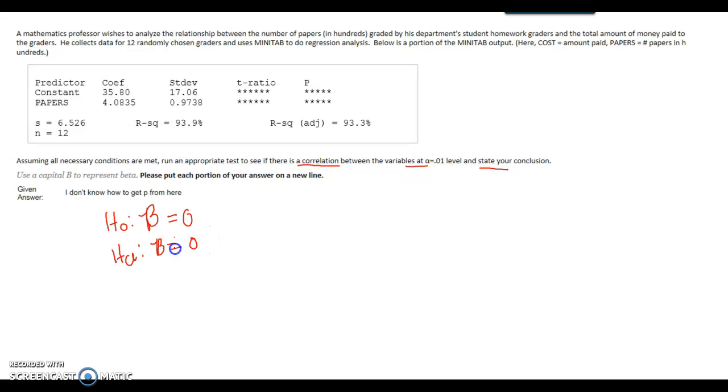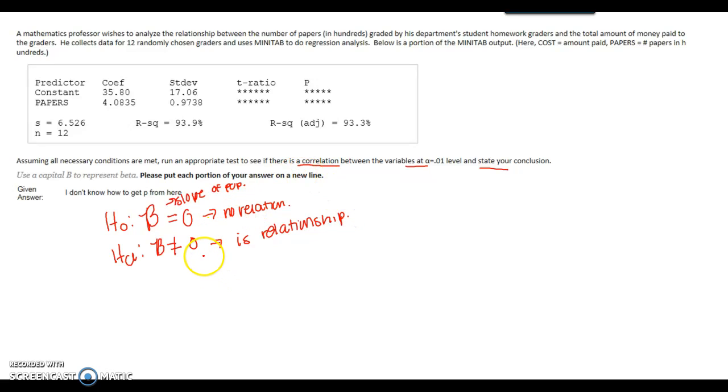All right, so you're going to look at your null and alternative. Okay, your null is that the slope is equal to 0. So that's basically saying that there is no relationship at all between the amount of money paid to the graders and the amount of homework that you're grading. The alternative is beta is not equal to 0. Big beta right here is representing the slope of the population. Okay, so the null says that there is no relationship, and beta not being equal to 0 says that there is some sort of relationship between the amount of money paid to the graders and the number of papers that they're grading.